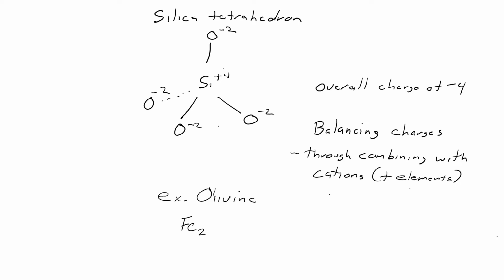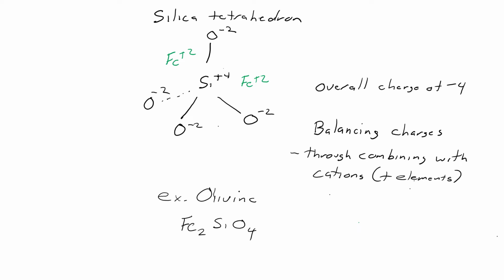The equation for olivine, one of a couple different types of chemistry it could display, but one of the simplest forms is Fe2SiO4. So we start out with the tetrahedron that we have near the top here, and basically what you do is you stick in a couple of +2 iron atoms.